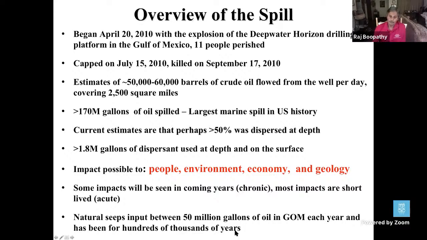I just want to make a point that in the Gulf of Mexico, we have natural seepage of oil. In the seabed, every year, 50 million gallons of oil naturally comes out. That's part of the natural process. But all of this oil came at a sudden time, all at once. That was the problem. When it's slowly leaking, microorganisms take care of that.